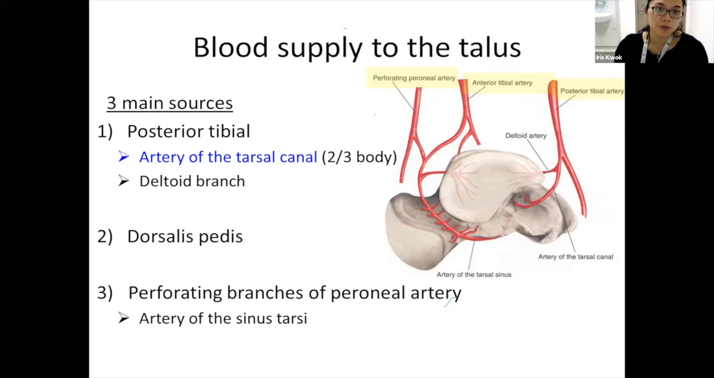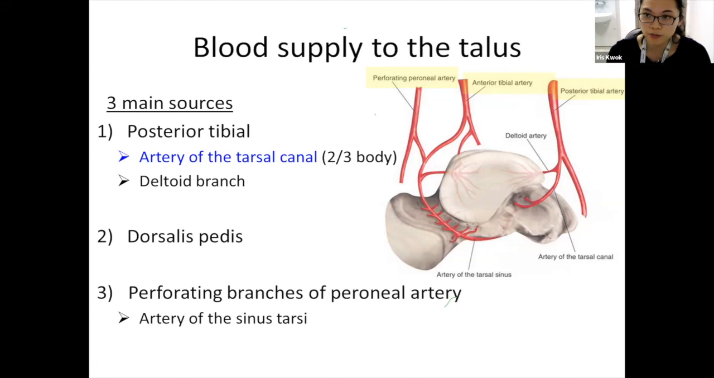Now, the posterior tibial artery then splits. If you see that image on the right, it splits into the deltoid artery and the artery of the tarsal canal. And the artery of the tarsal canal is actually the most important branch because it supplies two thirds of your talar body, and it comes through the talus through little sinusoids.